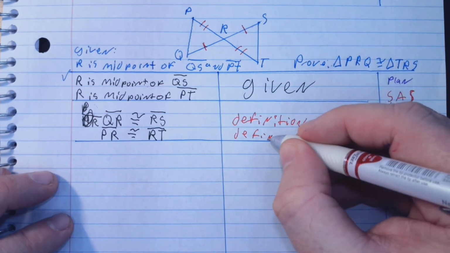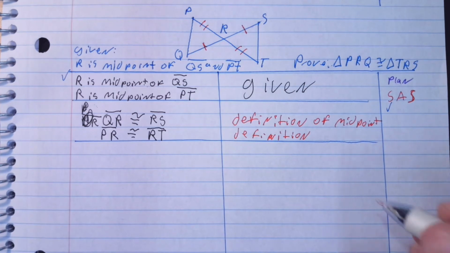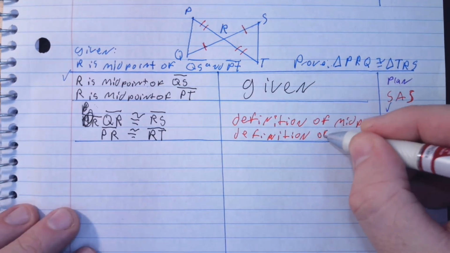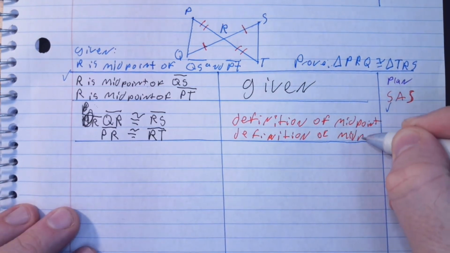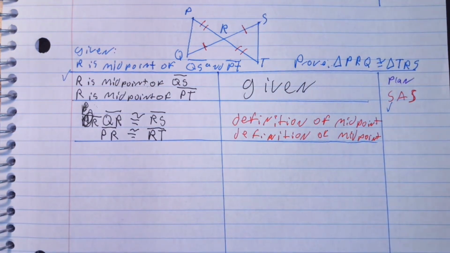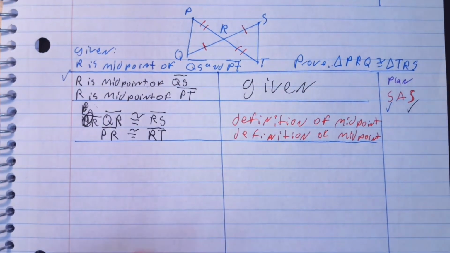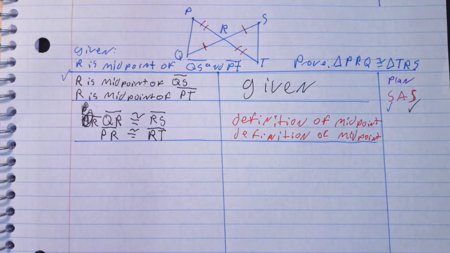So anytime you have a word, there's sometimes a theorem that goes with it, but sometimes it's just the definition. And in this book, I don't think we had a theorem for this. I'll double check. Probably should have written that in a different color other than red. All right, so this would be side and side.